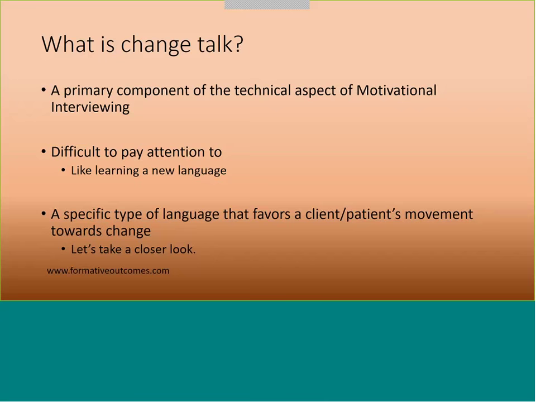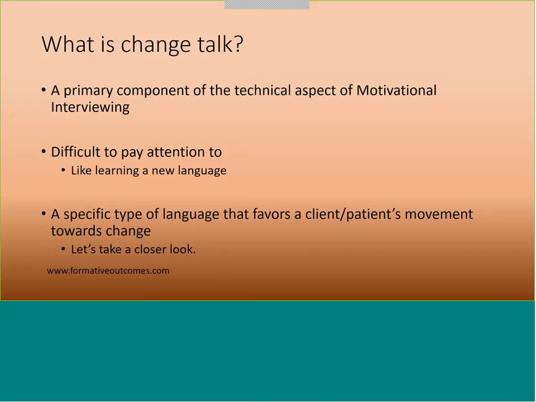So the reason that I'm harping on this so much is that just because you're doing one strategy doesn't mean that you're really eliciting change talk. You're just using a strategy. What really makes these strategies work in motivational interviewing is that you're using them intentionally, with purpose and intention. So again, it's difficult to pay attention to. I always equate this technical aspect of motivational interviewing to learning a new language, because what it asks me to do is to start conceptualizing and thinking about people and their behavior in a completely new way.